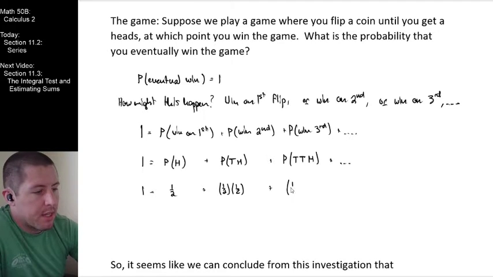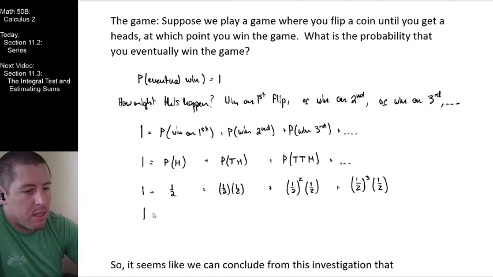So I could keep on doing things like this. What's the probability that we get 2 tails in a row? Well, that's 1/2 times 1/2. And then finally, what's the probability of getting the heads? That's going to be 1/2. And so I can keep on writing out terms that look like this as well. And now we can see, what are these really?